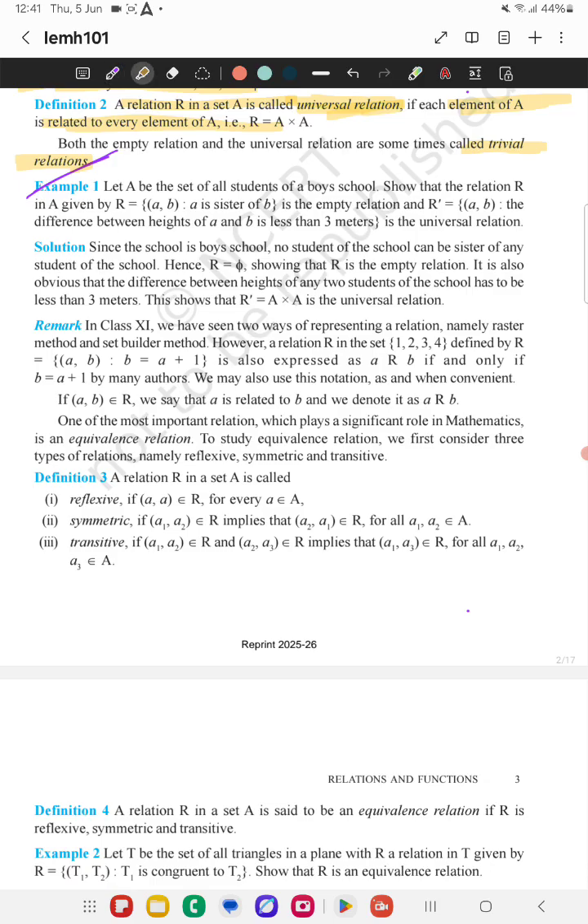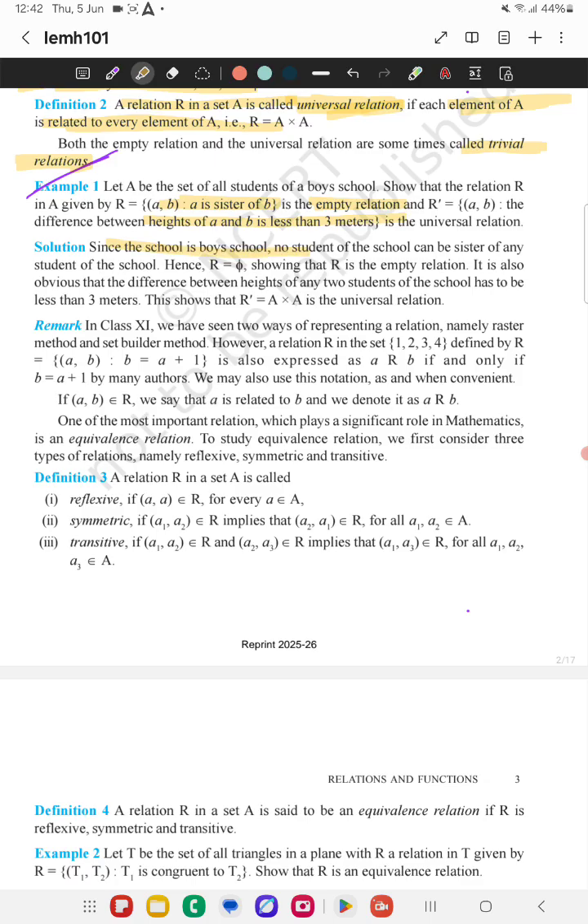A is a sister of B. As this is a boys school, there are no two students that satisfy the relation that A is a sister of B. So this is an empty relation. And R dash, the difference between the height of A and B is less than 3 meters. So again this will be your universal relation, because this will be satisfied by all the elements of the ordered pair.